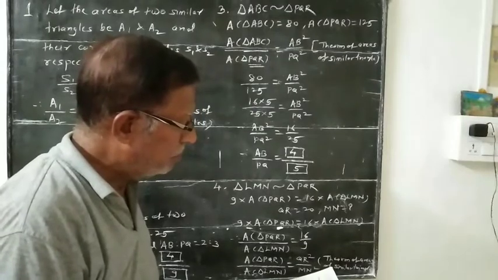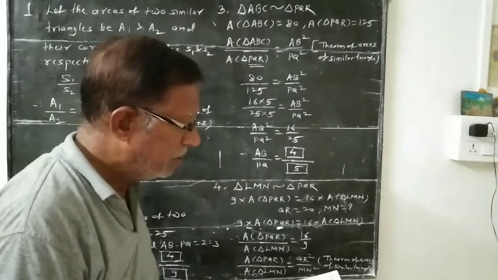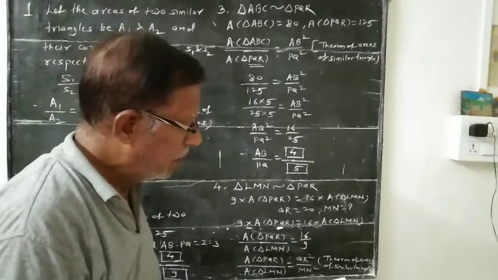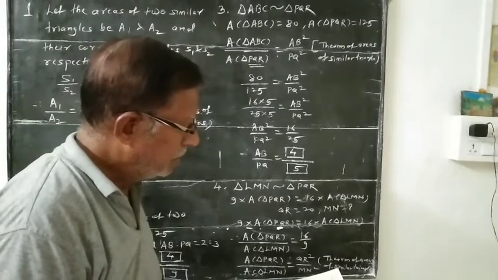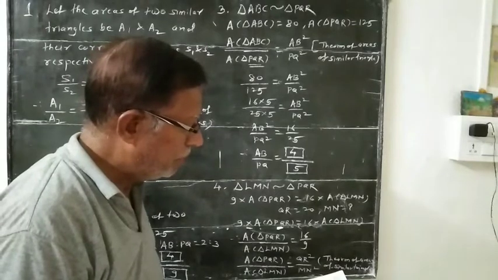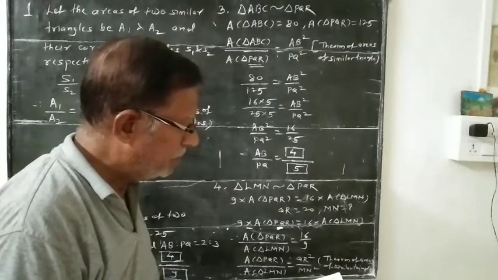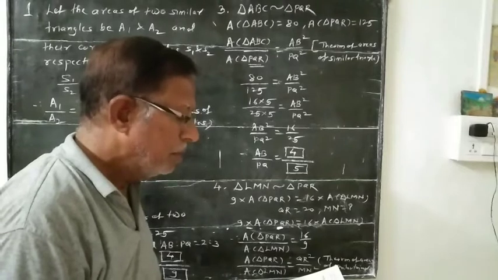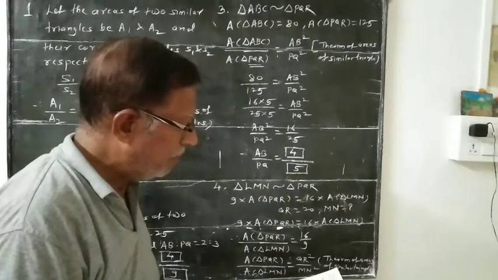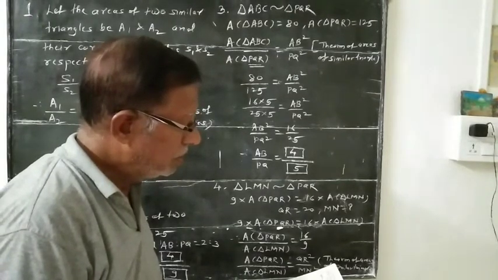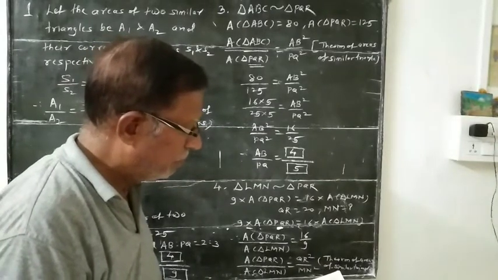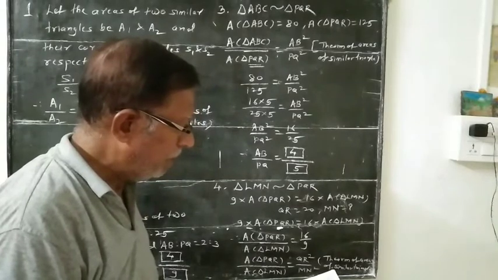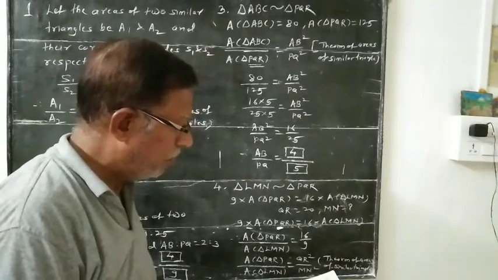If the area of the small triangle is 64 square centimeter, then what is the area of the bigger triangle? Assume that triangle ABC is similar to triangle PQR. ABC is the smaller and triangle PQR is the bigger triangle. Area of triangle ABC upon area of triangle PQR is equal to 2 square upon 5 square, that is 4 upon 25. But the area of triangle ABC is given, 64. So 64 upon area of triangle PQR is equal to 4 upon 25.